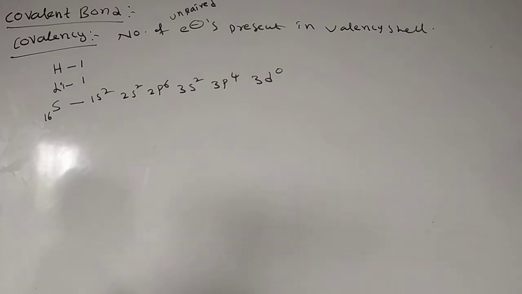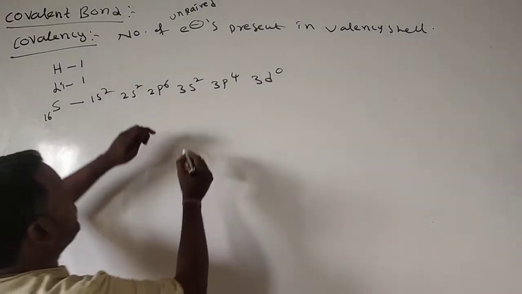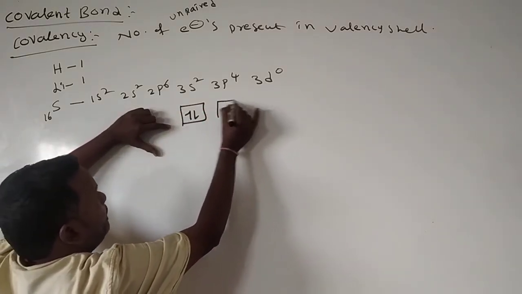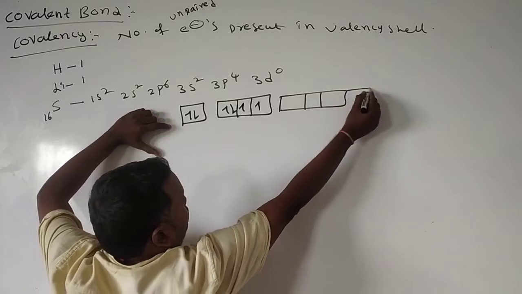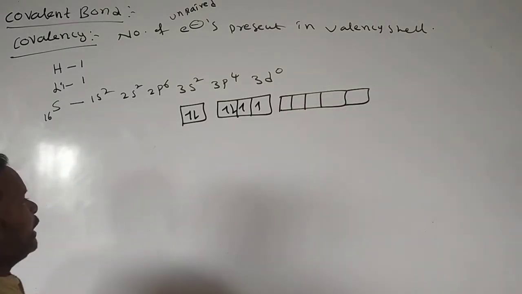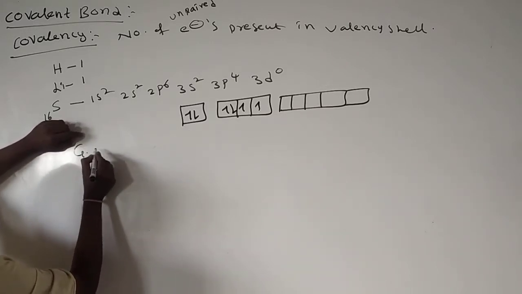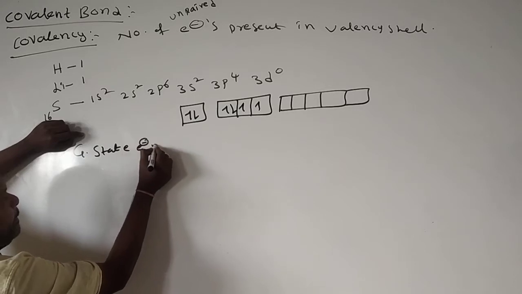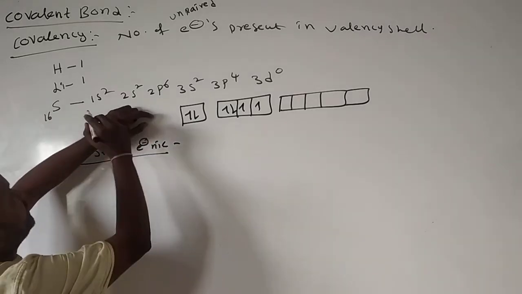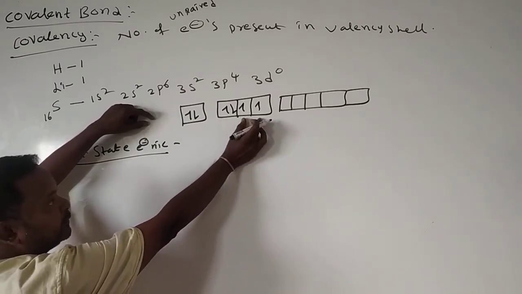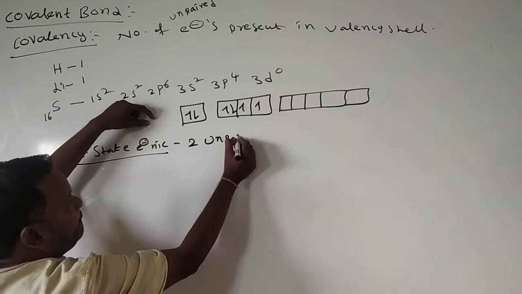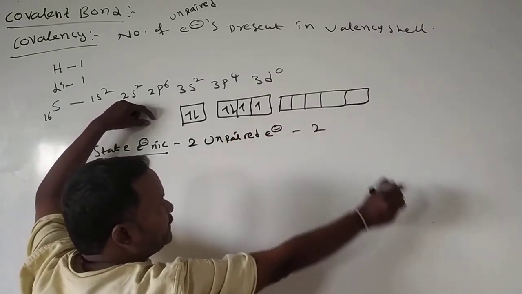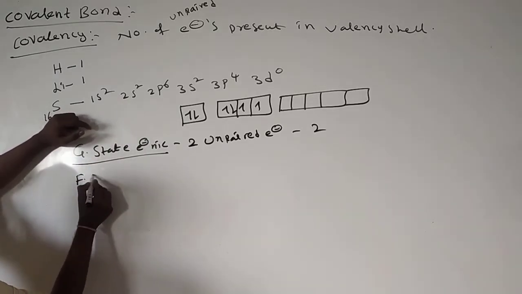See here, what is the electronic configuration of sulfur? 1s2, 2s2, 2p6, 3s2, 3p4, 3d0. This is the ground state electronic configuration. In the ground state, sulfur has only 2 unpaired electrons, so the covalency is 2.